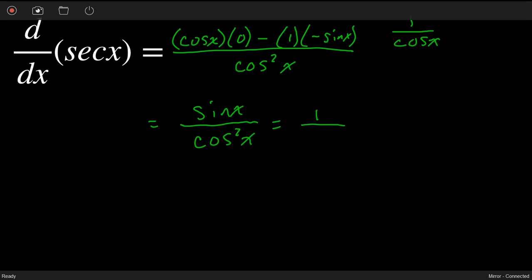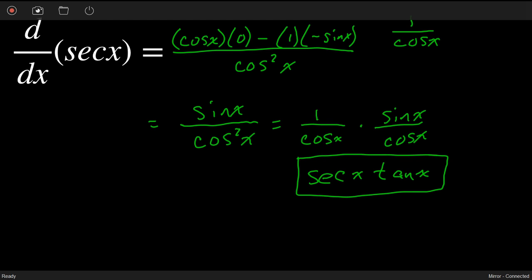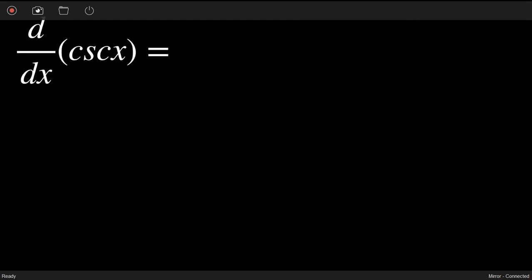This is equal to 1 over cosine of x times sine of x over cosine of x, and 1 over cosine of x is equal to secant of x, and sine over cosine is equal to tangent. So this is what your derivative of secant of x is. It is equal to secant of x times tangent of x.